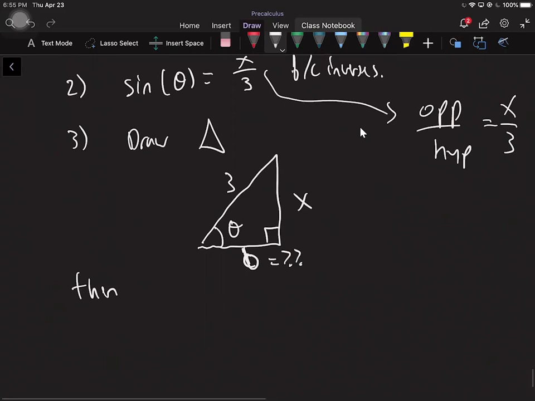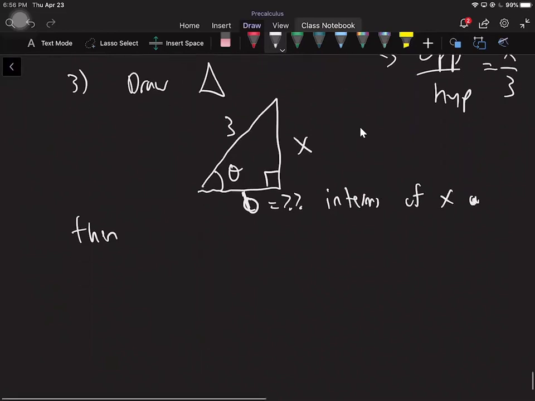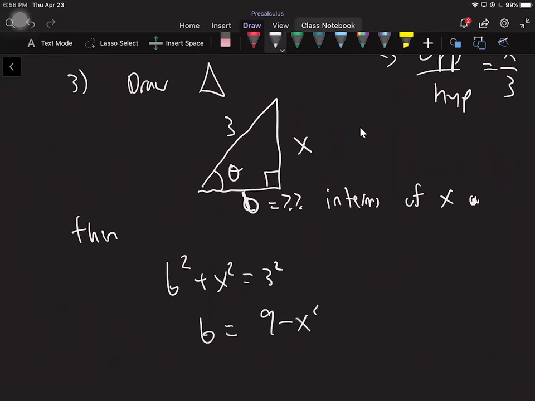I can actually write it in terms of x. So here's how. Well, I know that b squared plus x squared equals 3 squared because of the Pythagorean theorem. So b squared is equal to 9 minus x squared. So b is the square root of 9 minus x squared. So that's what goes there.